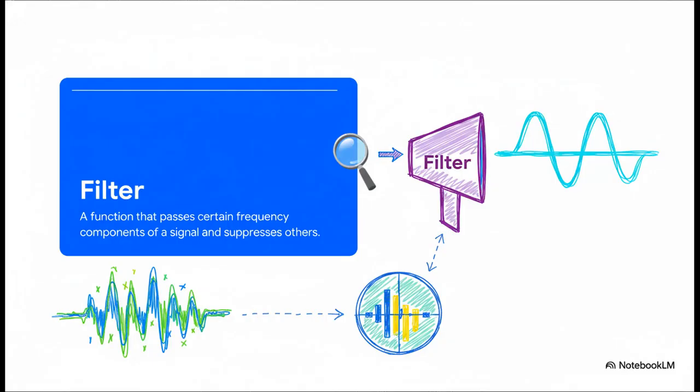The other major tool in our cleanup kit is the filter. And it's just beautiful in its simplicity. A filter is basically like a sieve for frequencies. It lets the frequencies we want to study pass right through, and it blocks the ones we don't, like that annoying 60 Hz hum from a power line or low-frequency drift from a patient moving around.